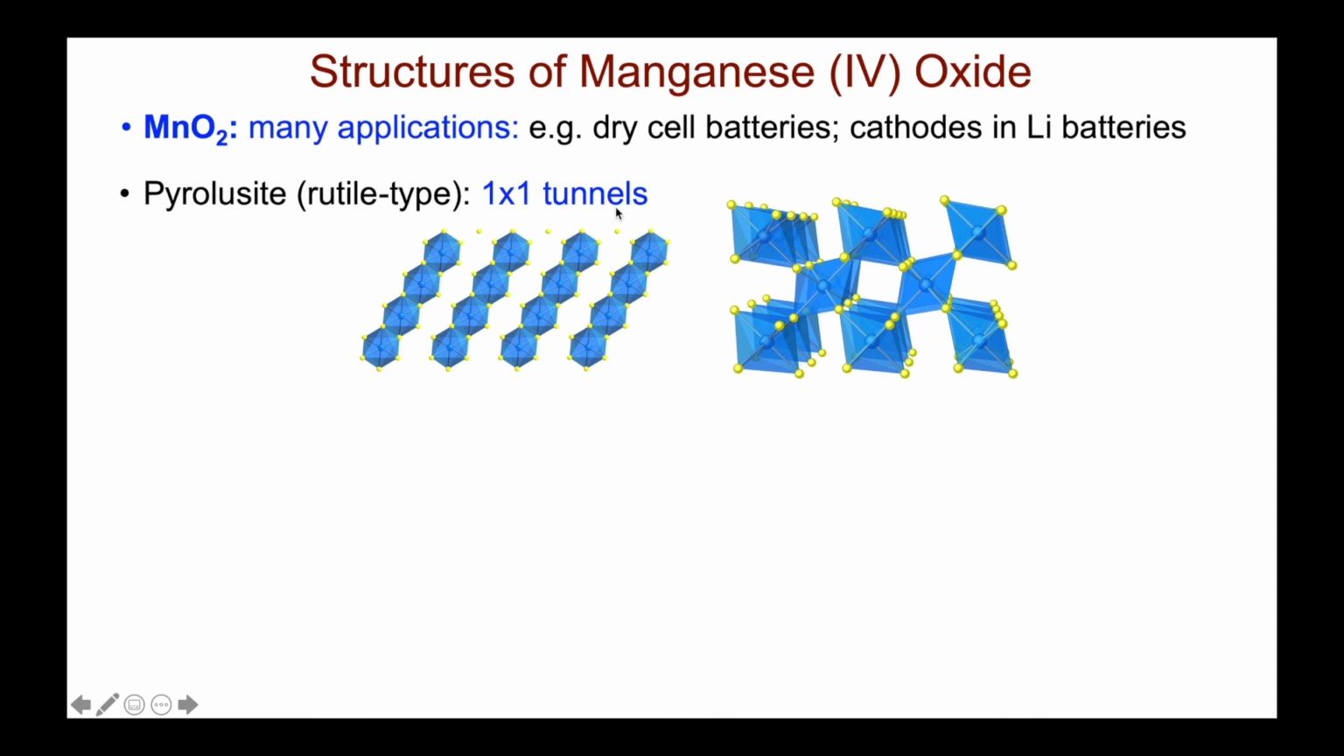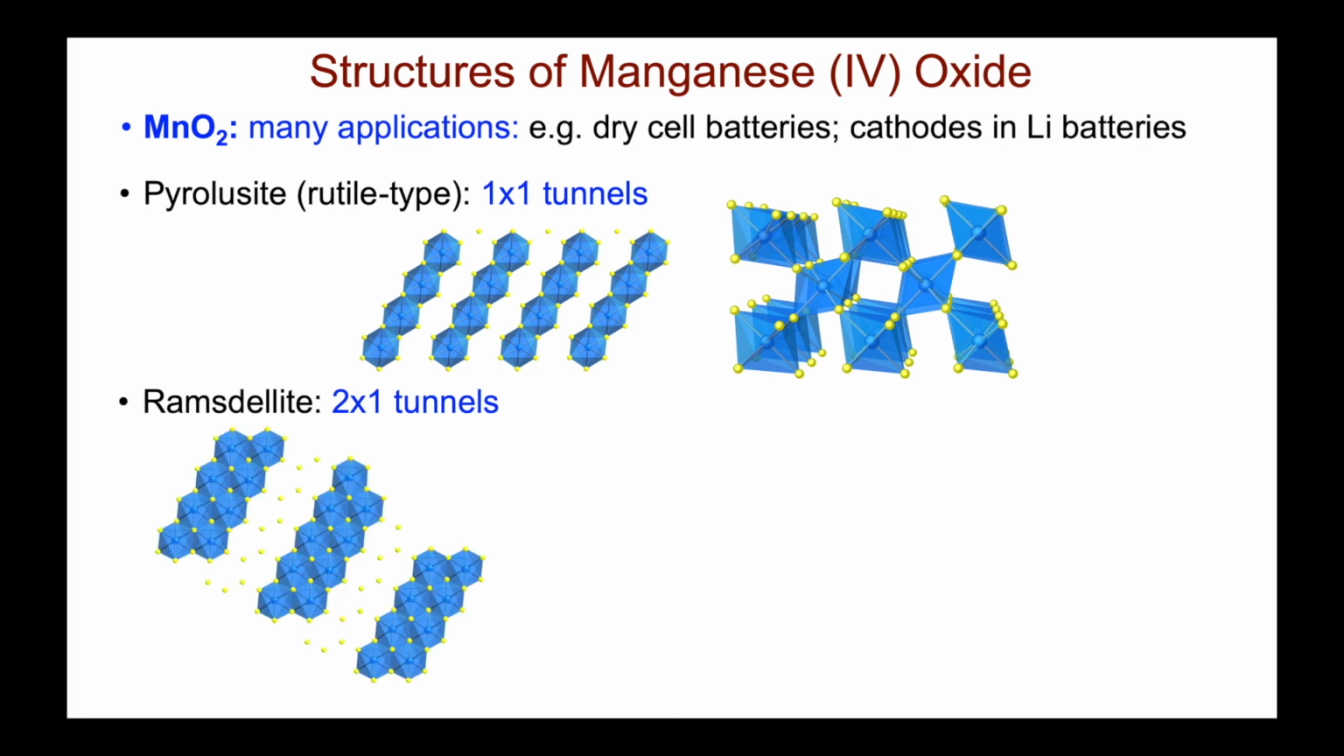And here they're 1 by 1 tunnels. In other words, the dimensions of the tunnel are 1 octahedron by 1 octahedron. Another form of MnO₂ is ramsdellite. And we'll see this has 2 by 1 tunnels. Let's first look at the arrangement of the octahedra in one layer of ramsdellite.